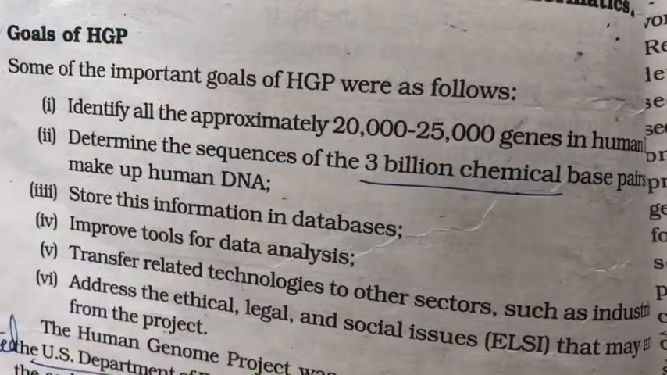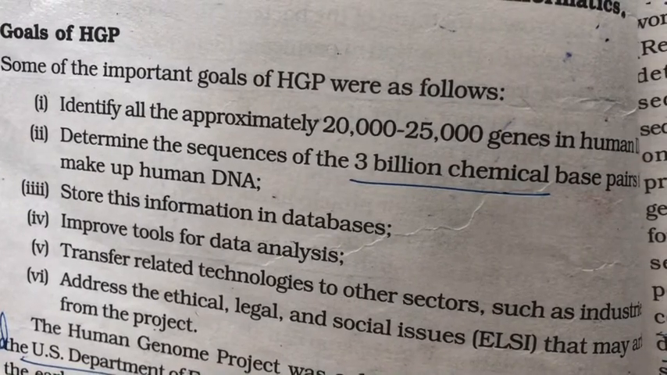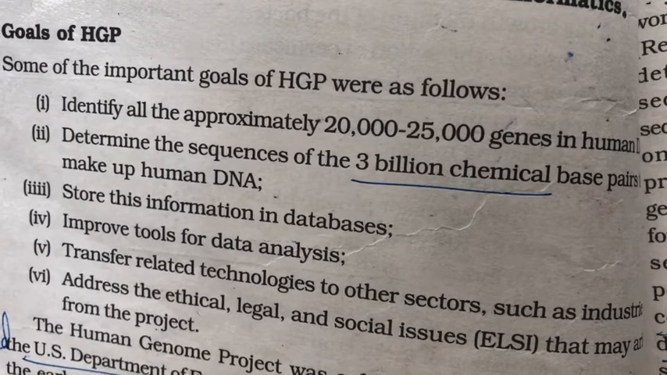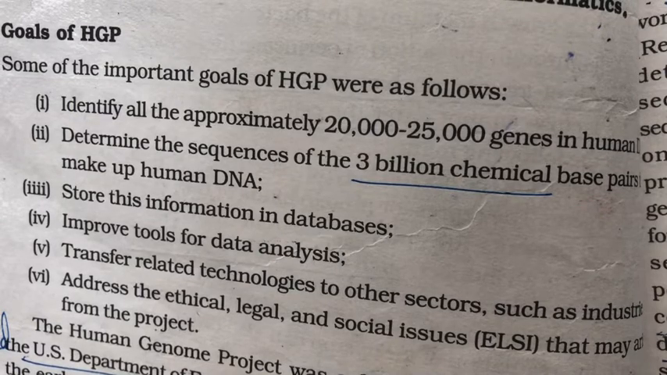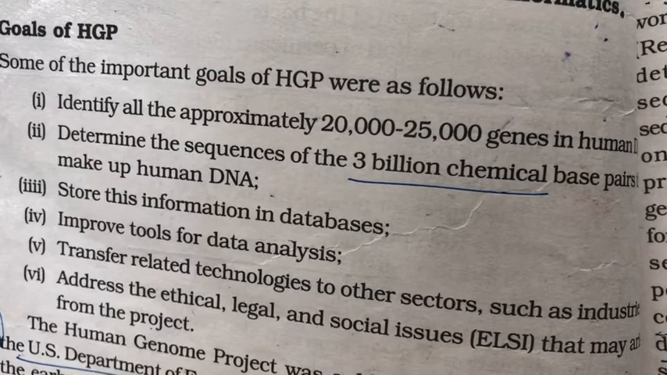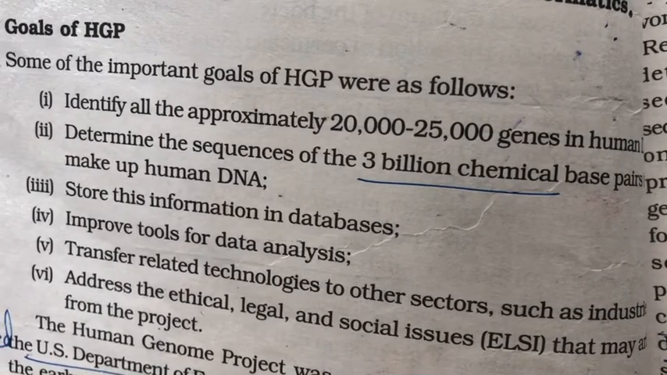So what were the goals of this Human Genome Project? This was to identify all the genes that are present in humans. There were around 25,000 genes. Then to sequence all the 3 billion base pairs, store the information, improve tools for data analysis, transfer the related technologies, and also address the ethical, legal, and social issues that would arise from it.